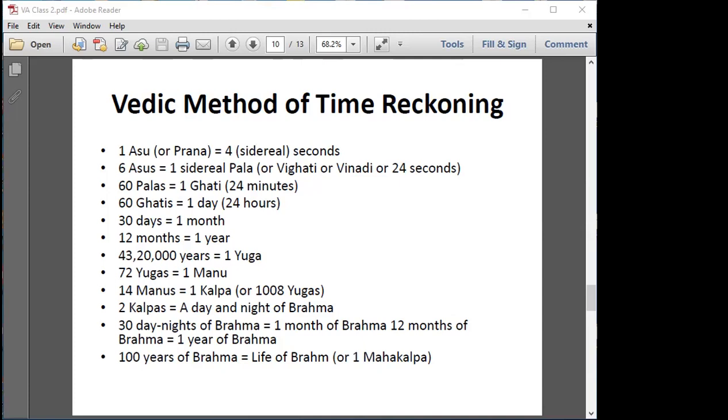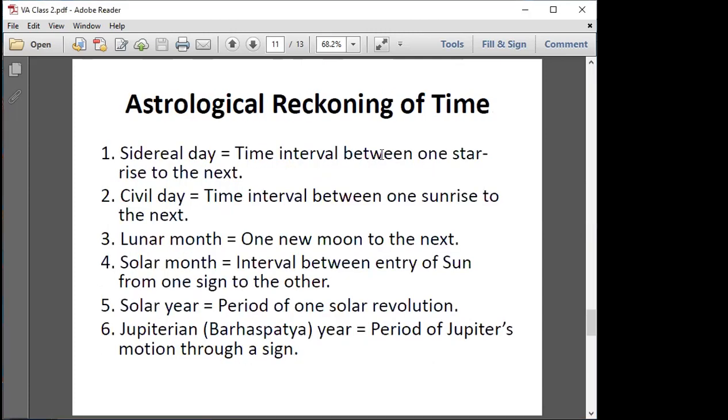Okay, and in addition to these methods which I've mentioned here, there are certain other methods that are used for the astrological reckoning of time. Okay, so sidereal day is the time interval between one star rise to the next. Civil day is the time interval between one sunrise to the next. Lunar month is the time between one new moon to the next.